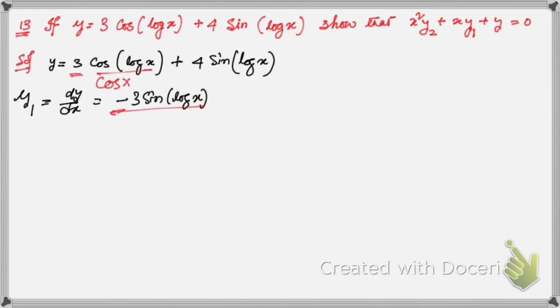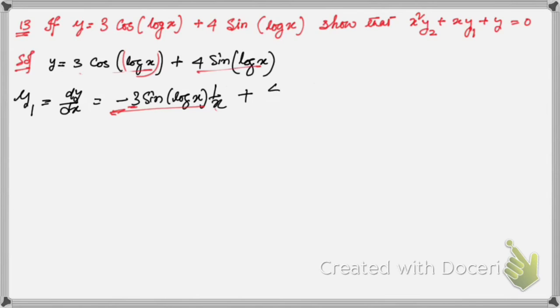so what we have done, considering log x as x, we have considered this cos of log x as cos x. So we have got this minus 3 sine log of x. Instead of x, we have put log of x, isn't it? Then again you have to differentiate, as it is a function of function, you have to differentiate log of x again. So if you differentiate log of x, you will get 1 by x. So we get this, minus 3 sine log of x 1 by x.